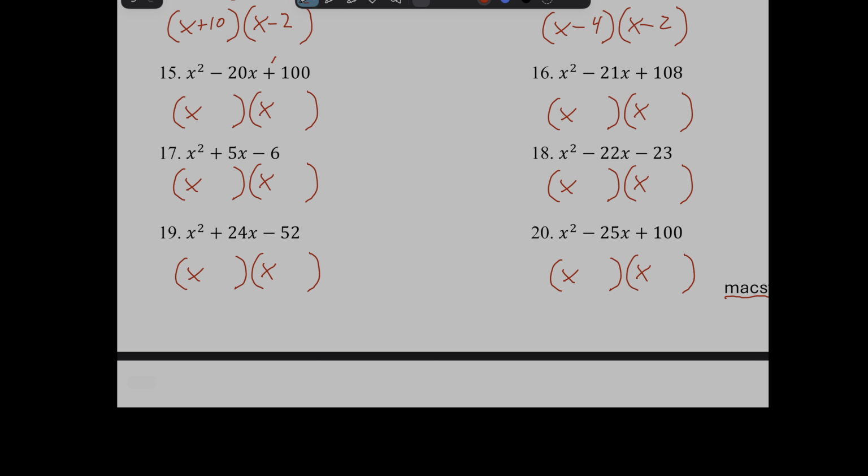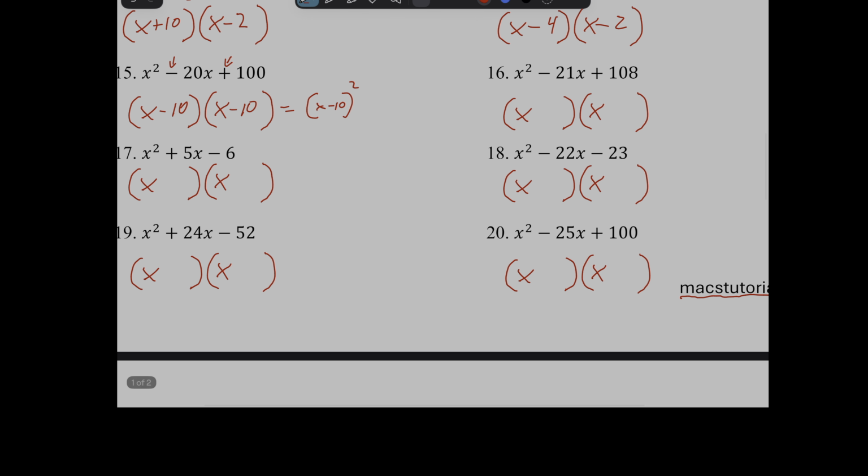Okay, let's go on to number 15. Third term is positive, signs are the same. Take the sign of the middle, minus, minus. What multiplies into 10 and adds to 20? Well, that's 10 and 10. Do you notice that they're the same? So you could also write it like this, x minus 10 quantity squared. And that's a special case we're going to talk about in another video.